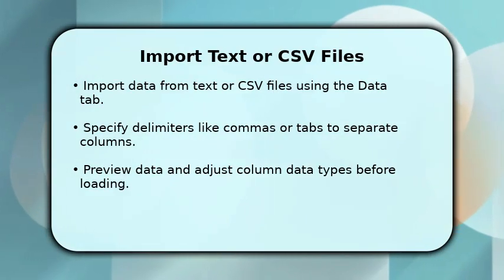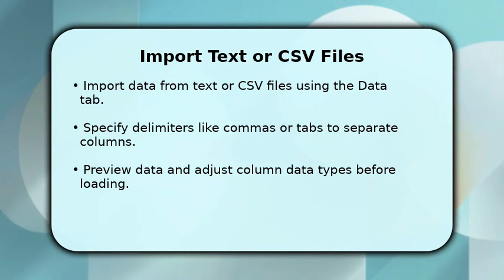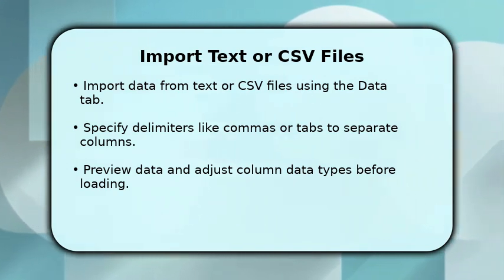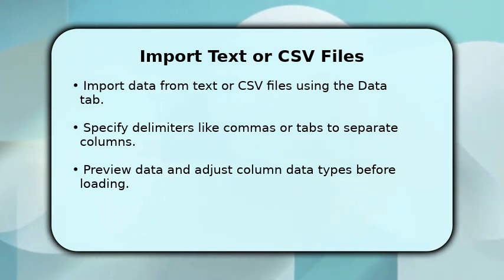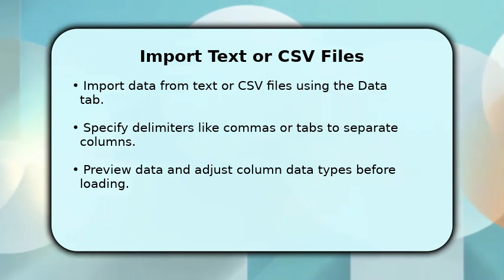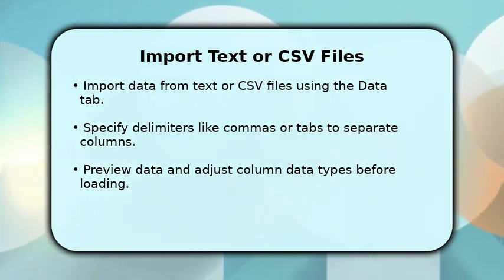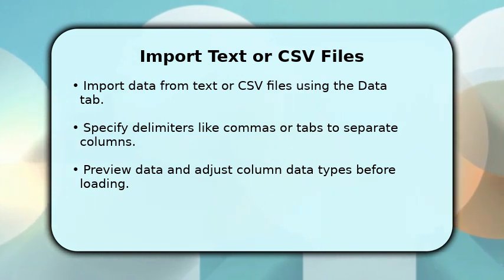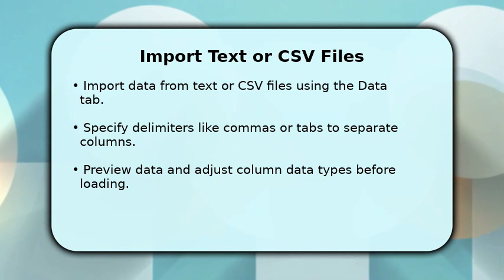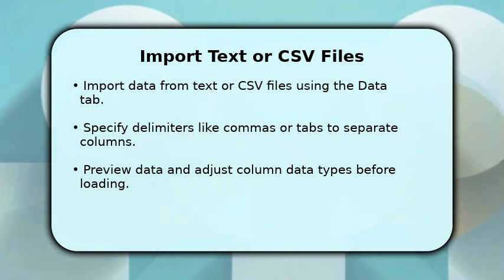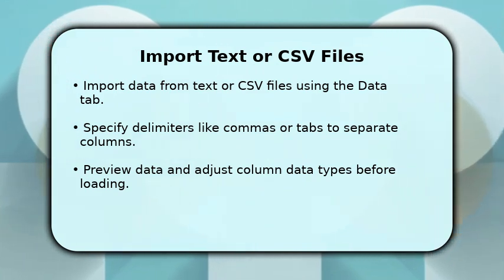Next, for structured data from text or CSV files, Excel offers robust import tools. Navigate to the Data tab and select from text/CSV. You can then choose your file and specify how the data is separated, such as by commas or tabs. Excel provides a preview, allowing you to adjust data types for each column before loading it directly into your spreadsheet.